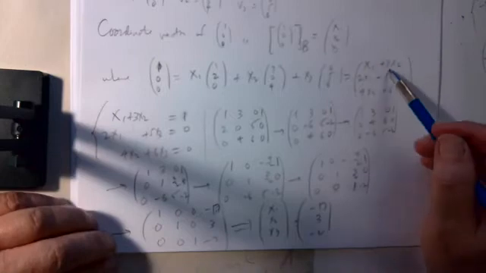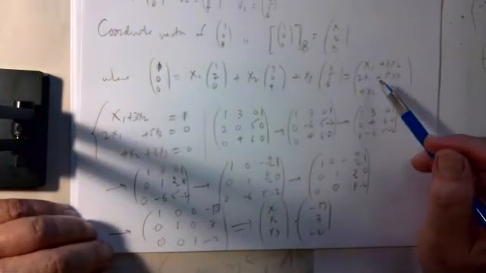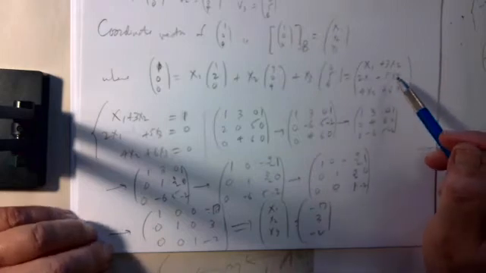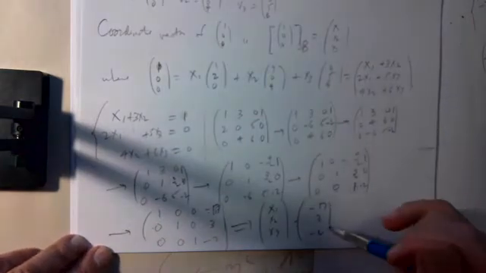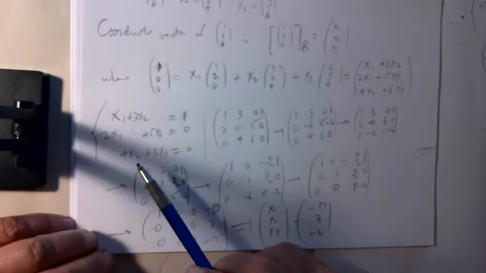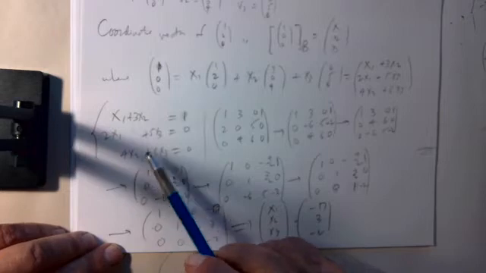Minus 17, oops, plus 9 isn't right. So this is all done correctly, except I made mistakes. So let me go back and check it again. That's just how you do mathematics. You check.